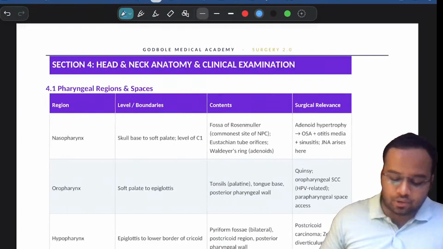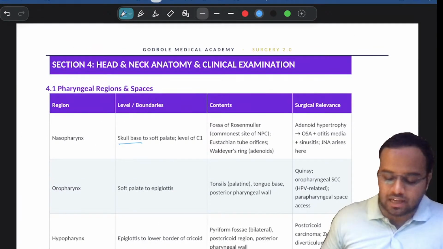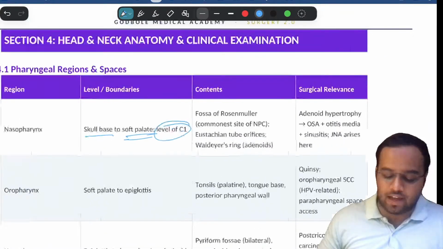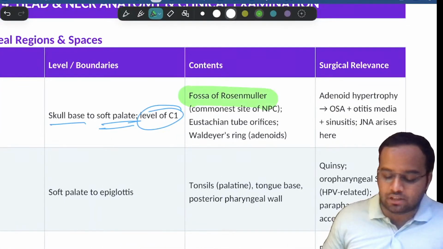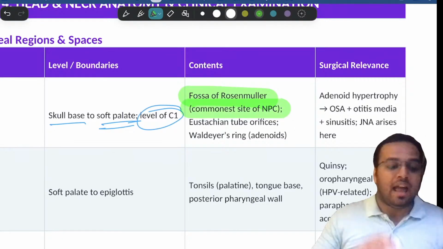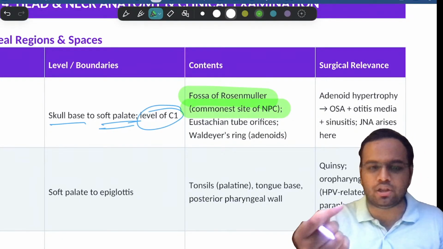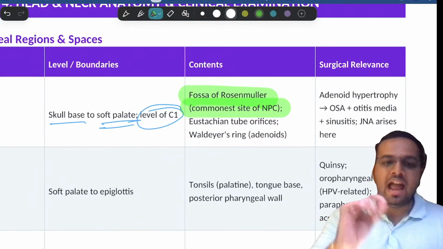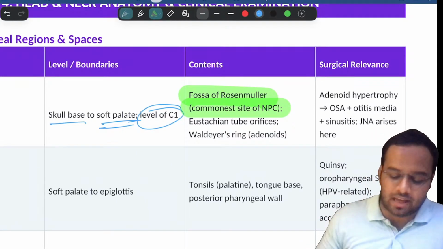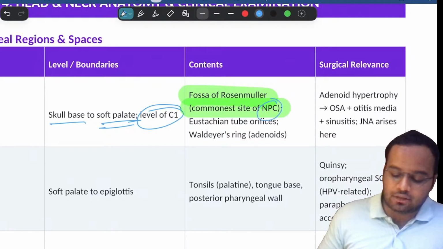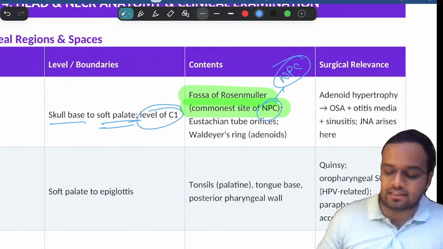The nasopharynx is from the skull base, at the level of C1, to the soft palate. Here, what is clinically important is the fossa of Rosenmuller. It is very important because it lies behind the eustachian tube opening, and from the fossa of Rosenmuller originates the nasopharyngeal carcinoma. So nasopharyngeal carcinoma is going to be here.